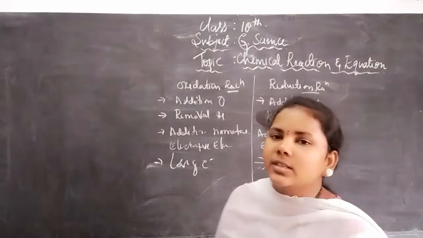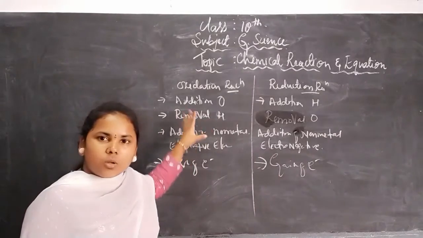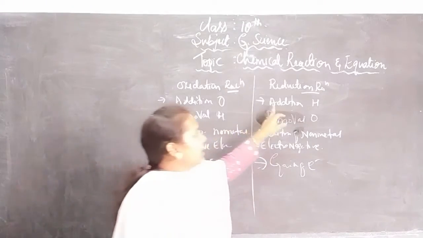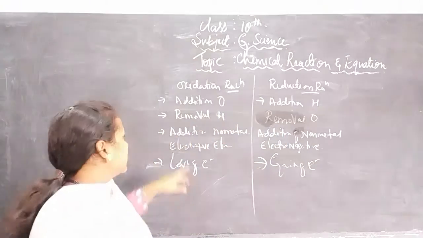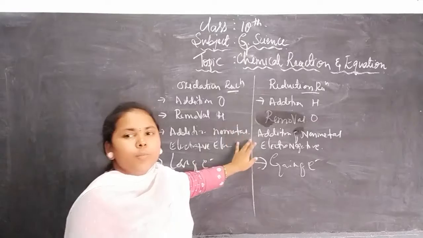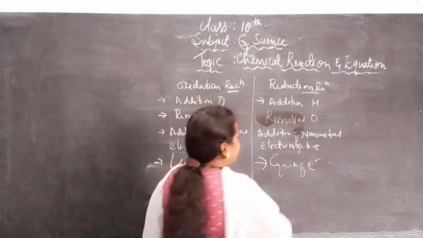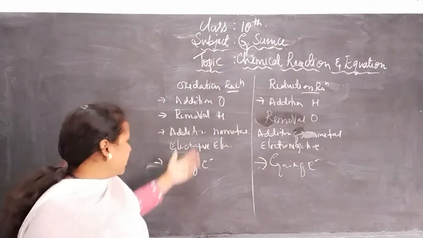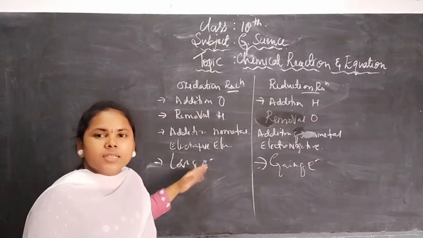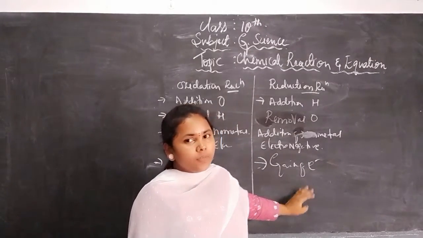These are the two differences between oxidation and reduction. Look here, addition of oxygen and removal of hydrogen is called an oxidation reaction. Similarly, addition of hydrogen and removal of oxygen is called a reduction reaction. And one more thing is the addition of non-metals or electronegative or electropositive elements that we can observe. Here the addition of non-metals, and here the addition of metals. Totally, we can call it a loss of electrons in the case of oxidation and a gain of electrons in the case of reduction.